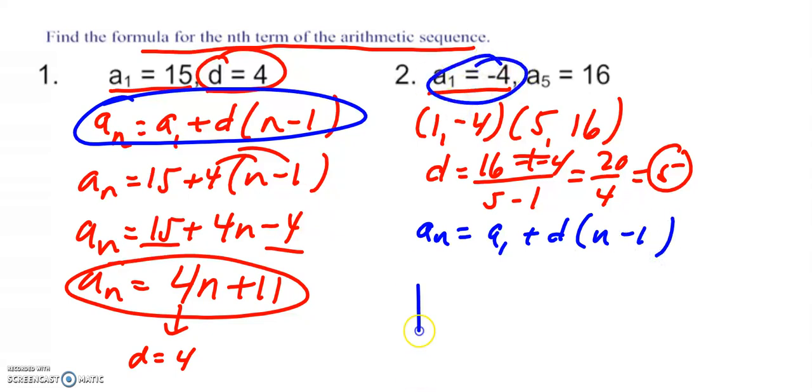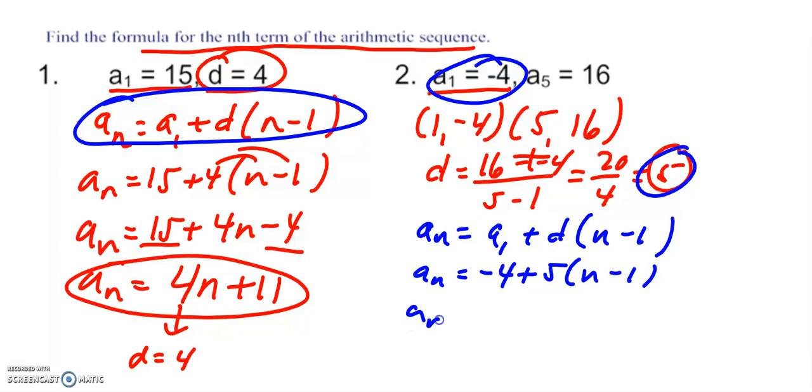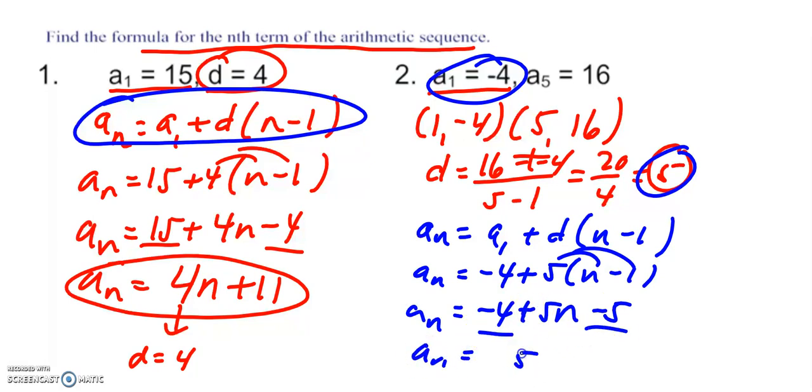I know that the first term is -4. A sub n equals -4 plus, here's my common difference, times n minus 1. Again, we can distribute: -4 plus 5n minus 5. A sub n equals 5n minus 9. So that would be the equation of my nth term.